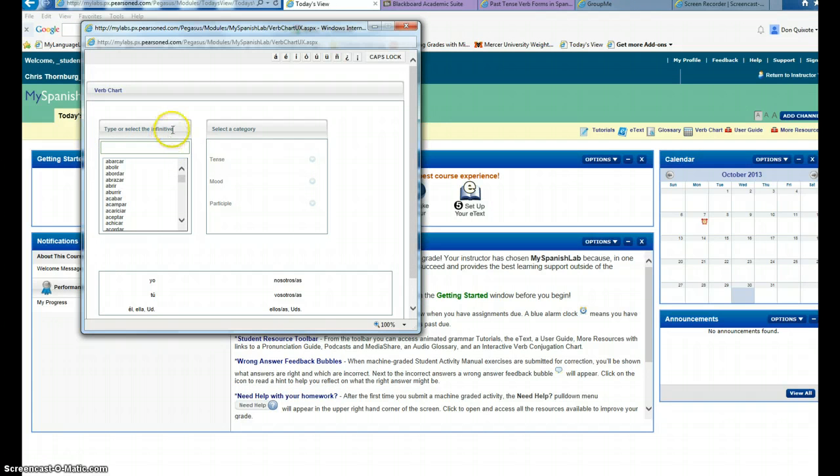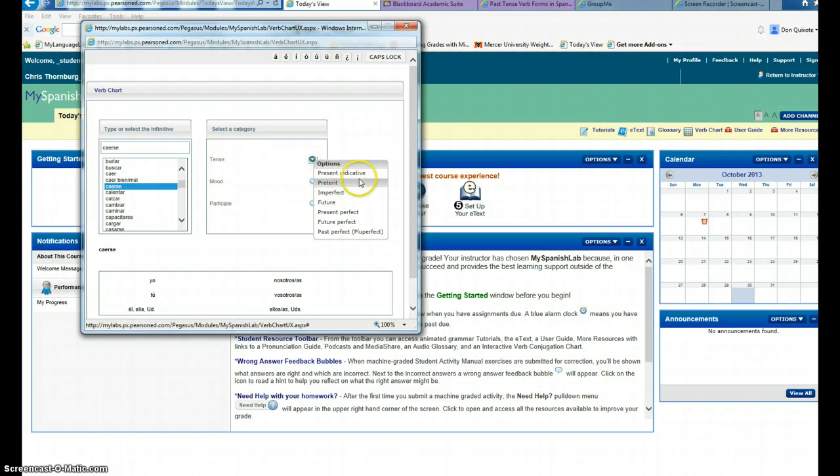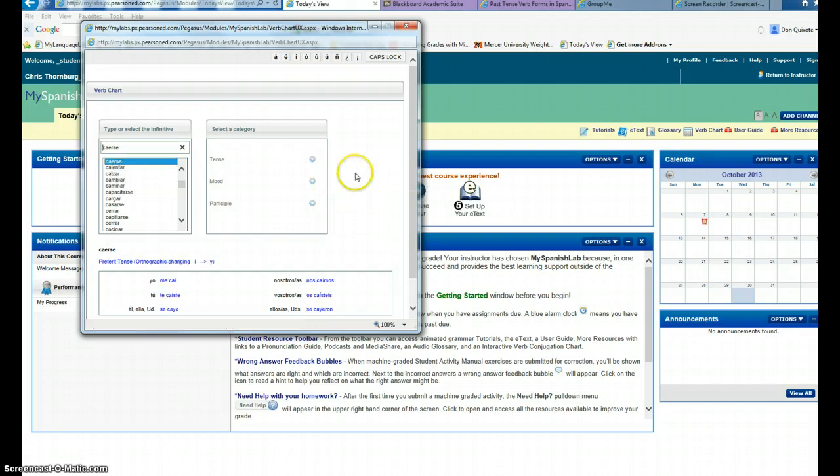Type the infinitive form of a verb in here. I'm going to paste the verb caerse. I notice sometimes that it'll automatically find it in the list, and sometimes it doesn't see it, so you have to go find it alphabetically. So caerse means to fall. Over here, select the tense. Last semester, you learned the present tense of verbs. This semester, you're now working on preterite or imperfect. You'll need preterite help right now.